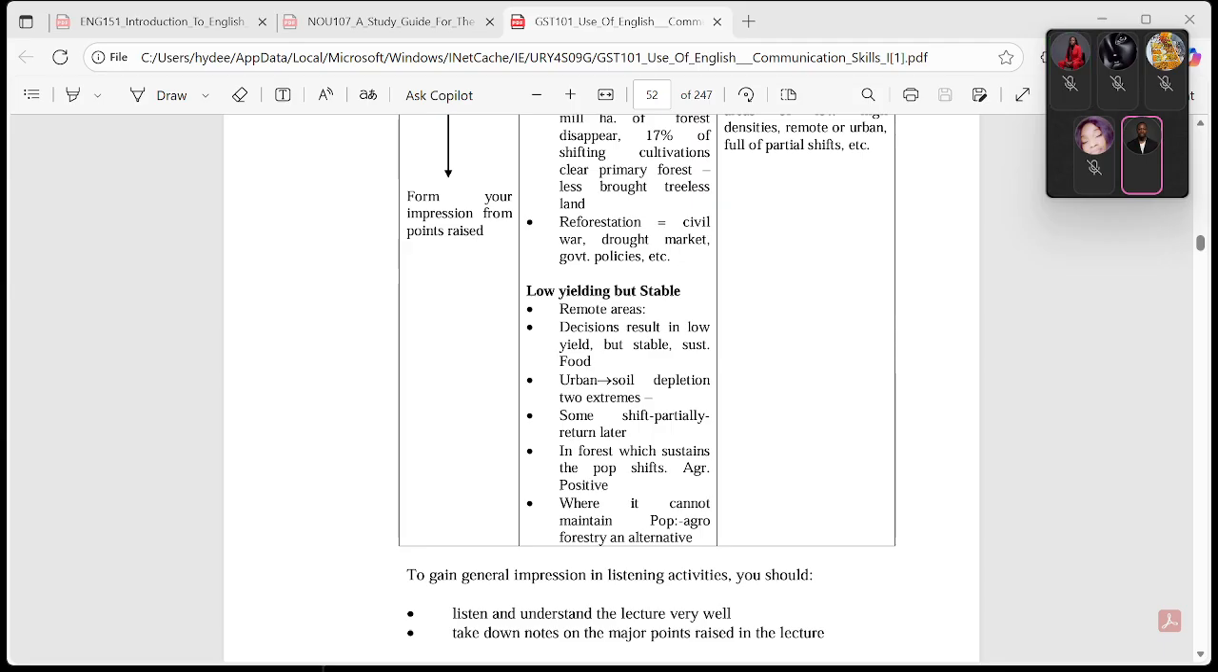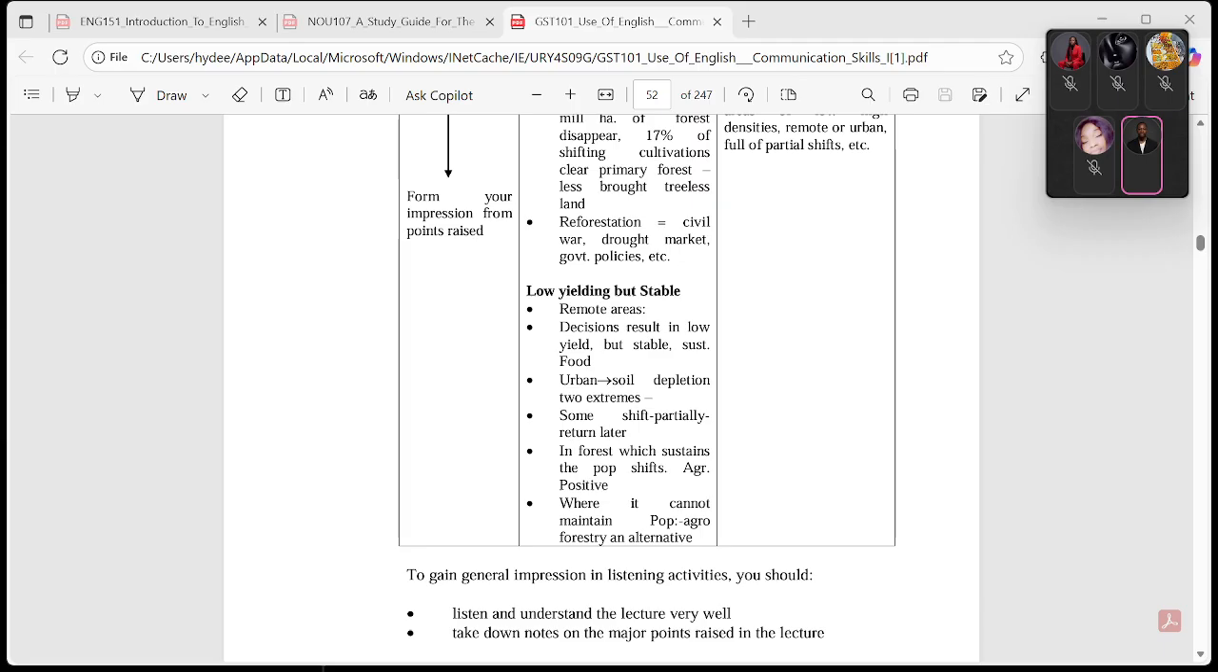All right. So we listen and understand. We take down notes on the major points that are being raised. We use the notes to form our own impression. You see, you take down notes, and remember when we're dealing with note taking, you leave spaces so that you can form your own impression and write down your own things. You get? So we use the notes to form our own impression, and then we present general impressions clearly.